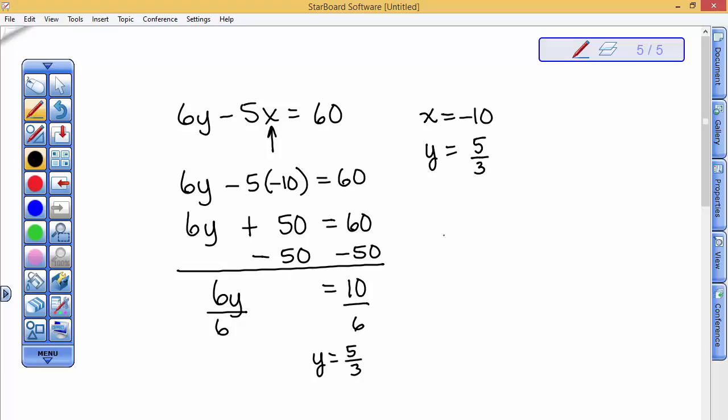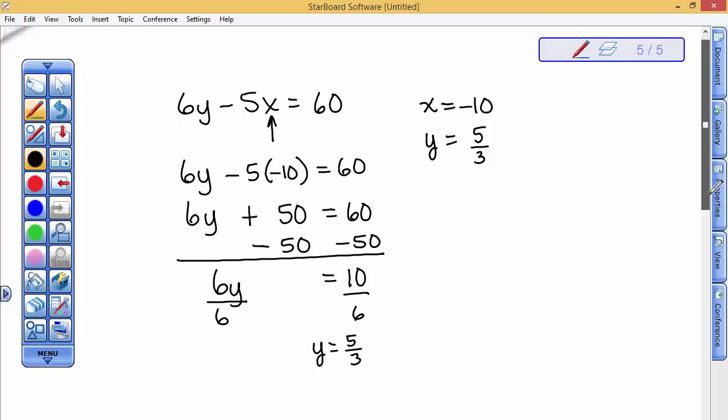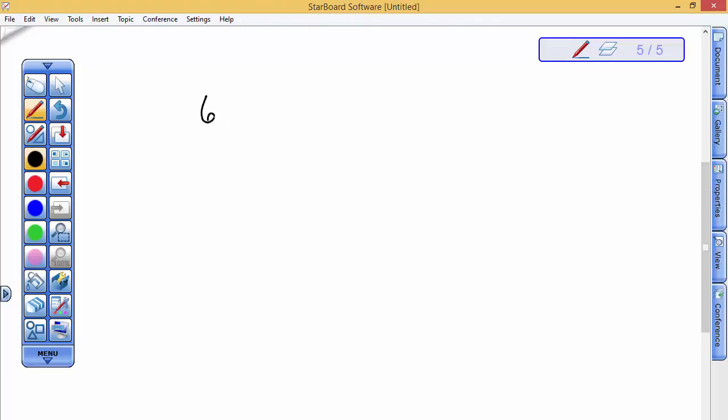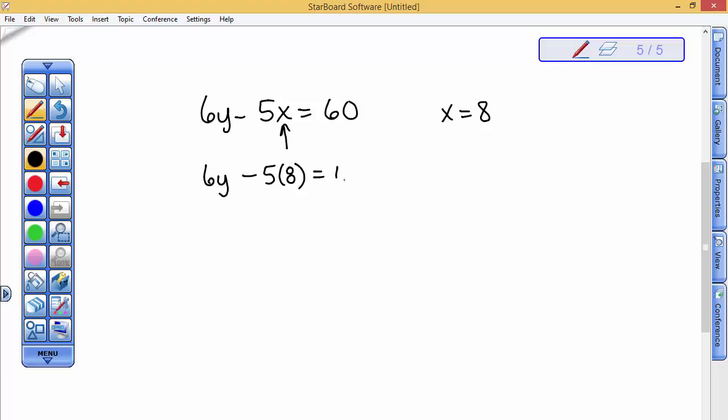Let's do this very same equation one more time. So 6y minus 5x equals 60. And this time I want to try x equals 8. The reason I'm doing this is I want you to see that there's oodles of numbers you could put in for x. So far I've put in a -10 and now I'm putting in a +8. It's unlimited. There's an infinite number of values I could put in here. So in other words, there's an infinite number of ordered pairs that will work in this equation.